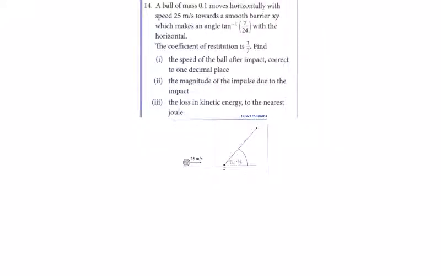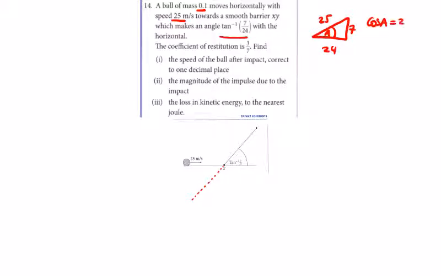In this question, the ball has a mass of 0.1. It moves horizontally with speed 25 meters per second towards a smooth barrier xy, which makes an angle of inverse tan 7/24 with the horizontal. So if we come down like this and make that the x-axis, we can say tan A is 7/24, opposite over adjacent, making the hypotenuse 25.